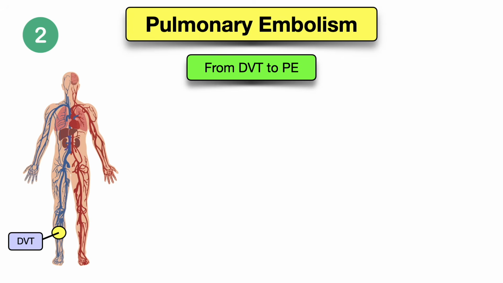DVTs are most common in the deep veins of the legs. So how do they go from the legs to the lungs to cause a pulmonary embolism? Here's how. The blood clot in the leg can break loose from the deep vein. The blood clot can then travel through the veins in the leg and through the pelvis. The blood clot then enters the inferior vena cava, or IVC, where it travels to the heart. The IVC is the large vein that carries deoxygenated blood from the lower body back to the heart.